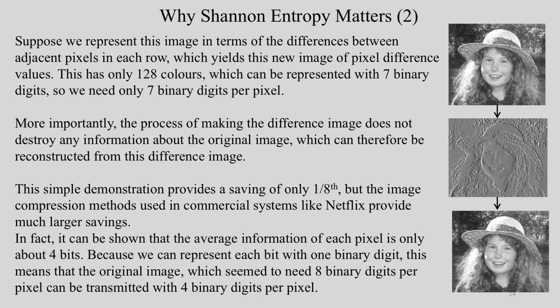This simple demonstration provides a saving of only about 1/8, but the image compression methods used in commercial systems like Netflix provide much larger savings. In fact, it can be shown that the average information of each pixel is only about 4 bits. Because we can represent each bit with 1 binary digit, this means that the original image, which seemed to need 8 binary digits per pixel, can be transmitted with only 4 binary digits per pixel.